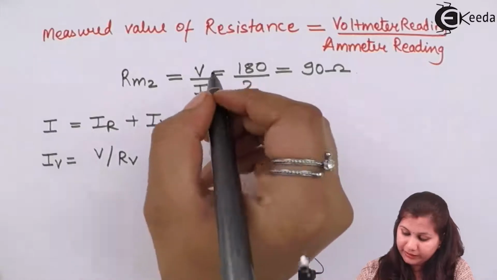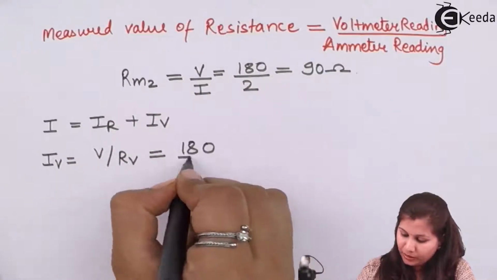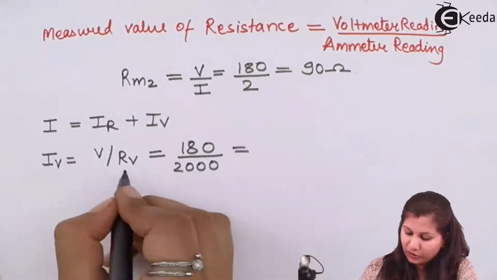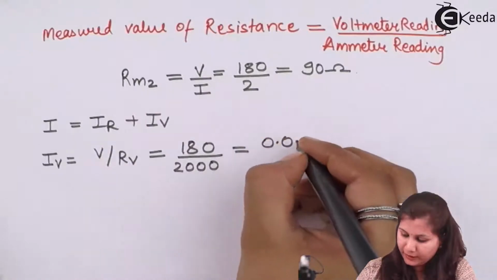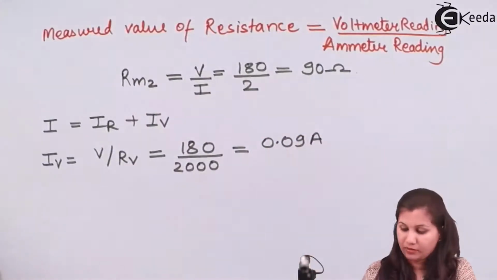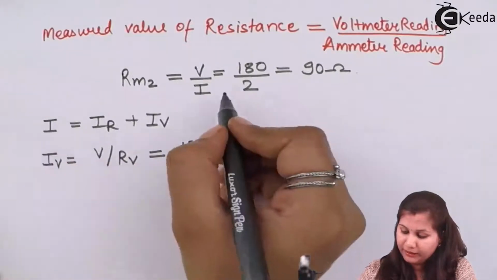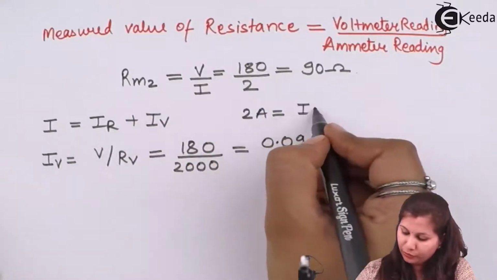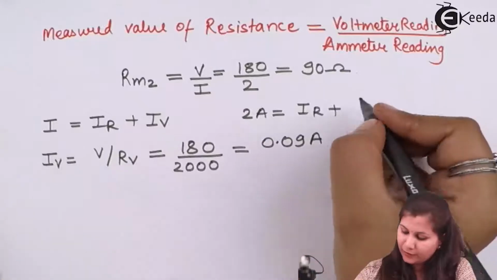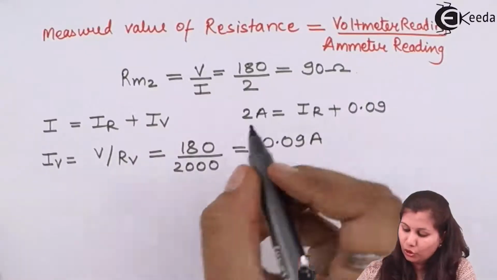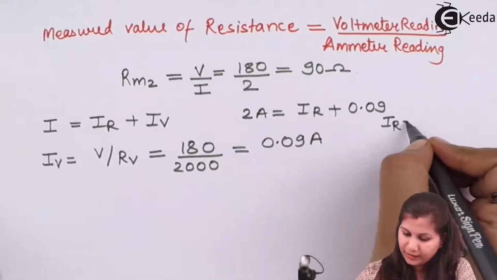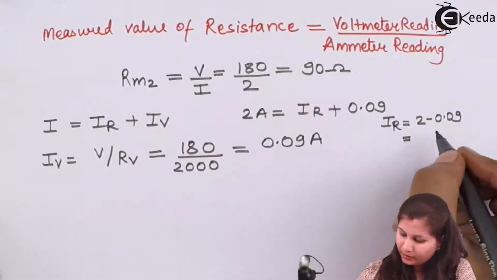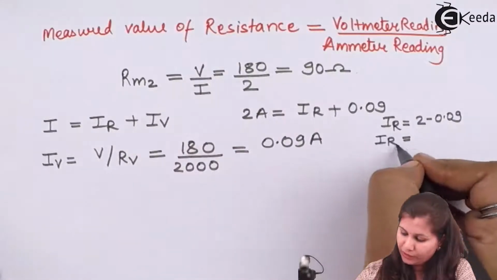Now the voltmeter reading, voltage, was 180 and the voltmeter resistance is 2000 ohms. So the current across the voltmeter will be 0.09 amperes. Okay. Now we know that the ammeter reading we are getting is 2 amperes. So 2 amperes will be equal to IR plus IV, where IV is 0.09. So through this we can calculate IR. IR will be 2 minus 0.09.